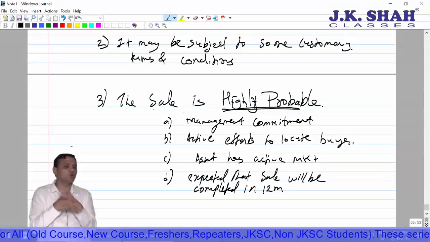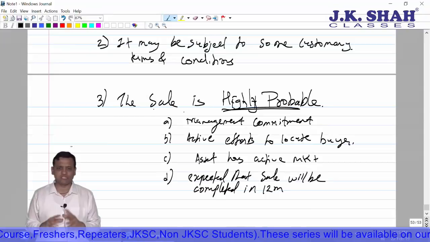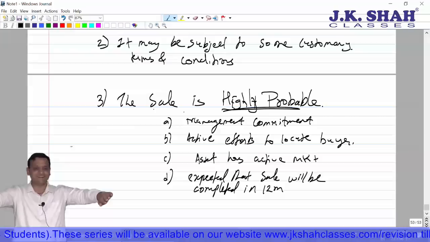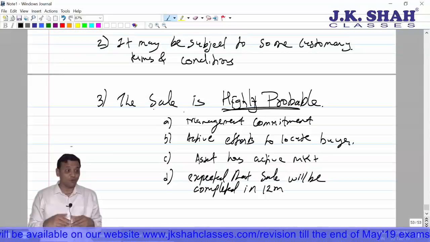Let me give you an example. I had a property which I wanted to sell off, held for sale. And once demonetization happened, property prices were stagnant. People didn't have money at that point in time. So what happened? I will still try to identify a buyer, but the number of buyers has reduced in the market because of a big economic event.